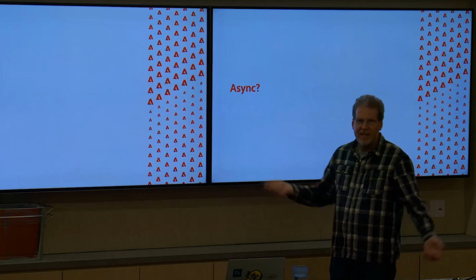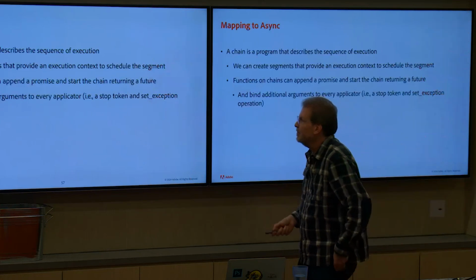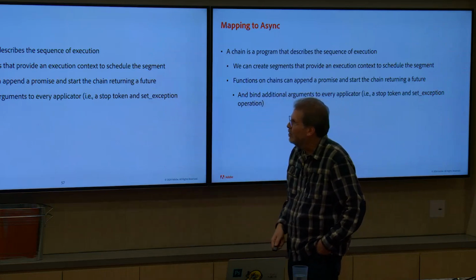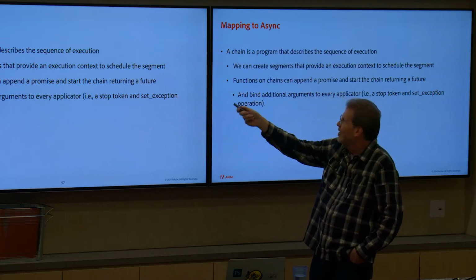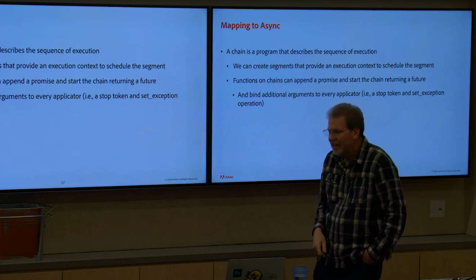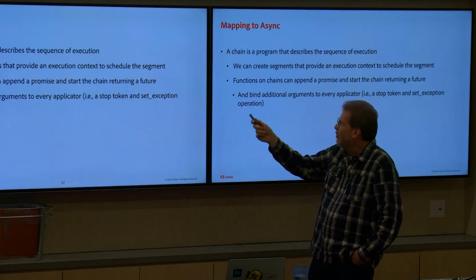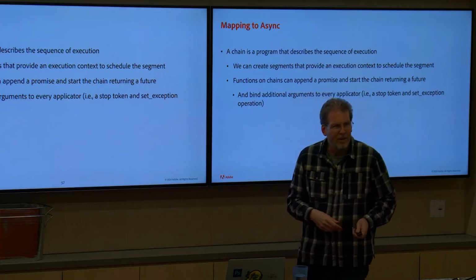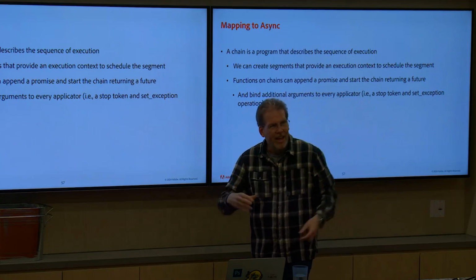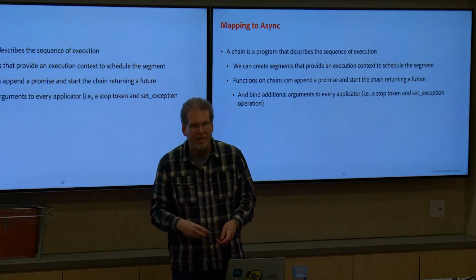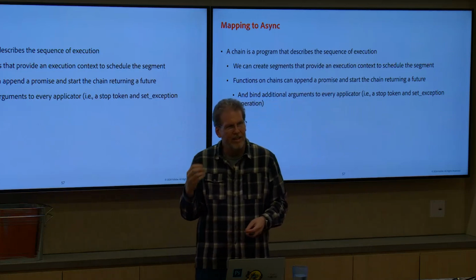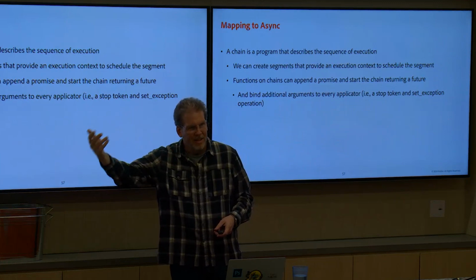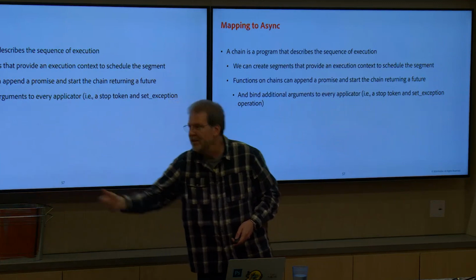Right, so what does all of this have to do with async? Well, a chain is a program that describes this sequence of execution, and we can create segments that provide an execution context to schedule the segment. Functions on chains can append a promise and start the chain, returning a future. So if I want to get this thing started and I want a future out of the result, all that I need to do is stick a function on the very end of my chain that takes the result, sends it to a promise, and the whole thing returns a future.